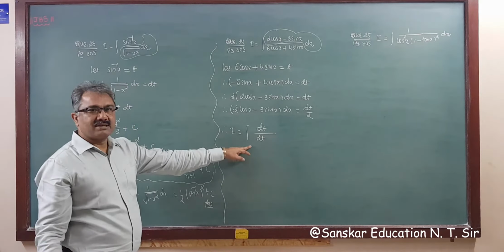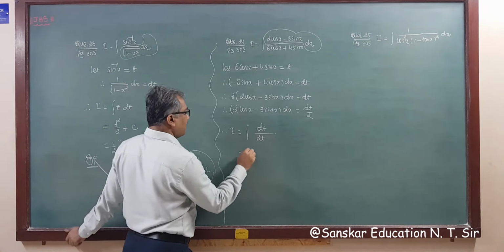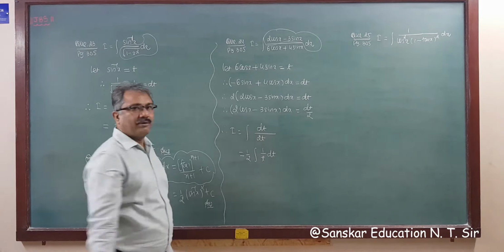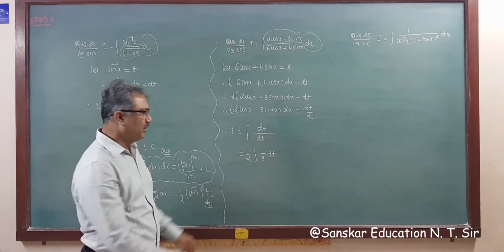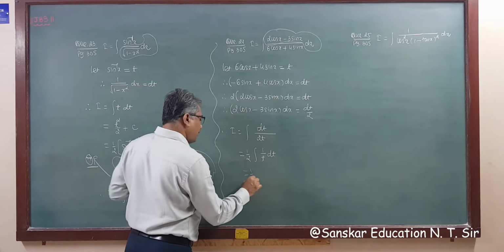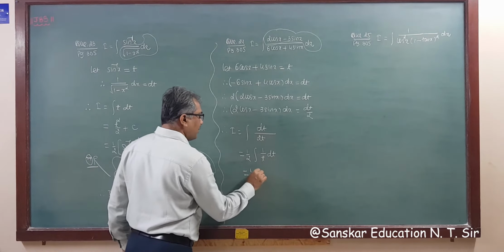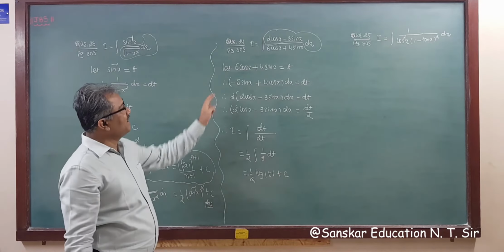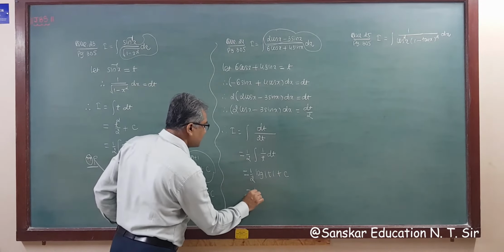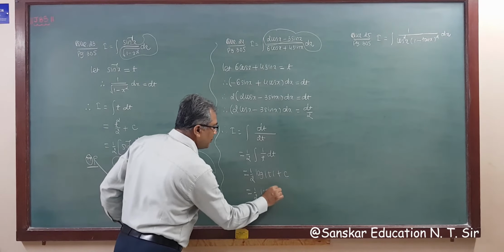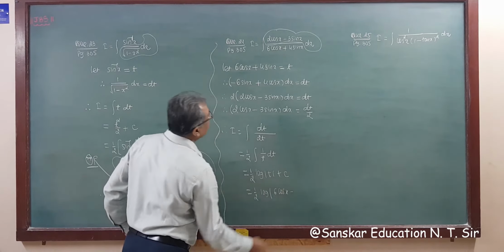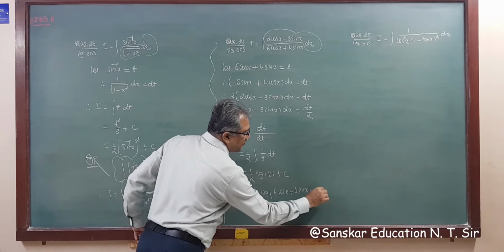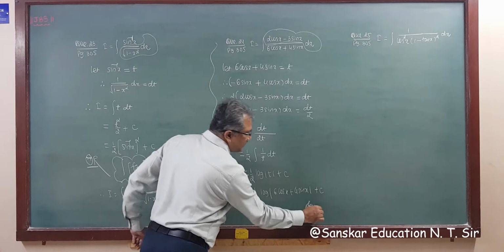Now 2 is constant, so this will be 1 upon 2 integration 1 upon t dt, and you know the integral of this is log mod t. So this is 1 upon 2 log mod t plus c, and what is t? T is this 6 cos x plus 4 sin x, so this is 1 upon 2 log mod 6 cos x plus 4 sin x plus c. So this is your answer, right?